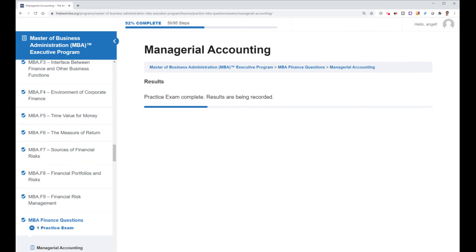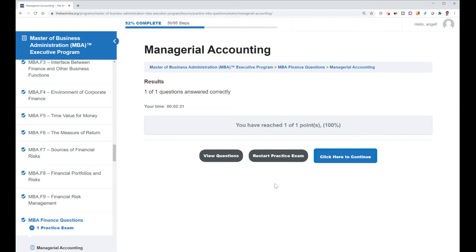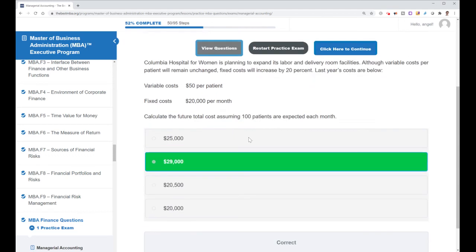Okay, let's see. It's making its calculations, and yeah, it seems that we chose the right one. The right one is this, $29,000.